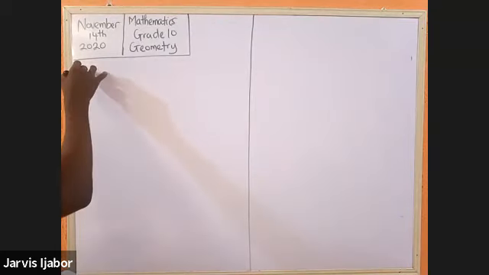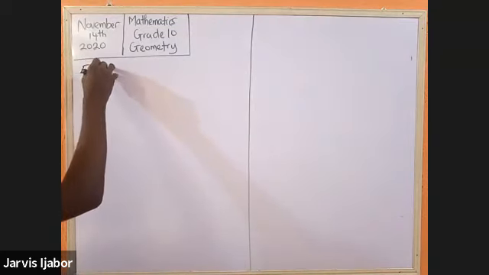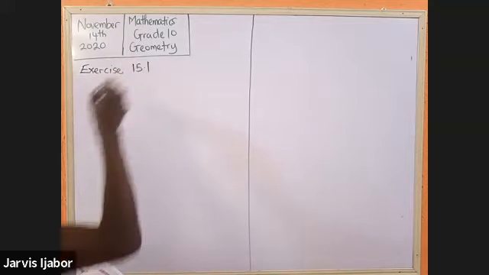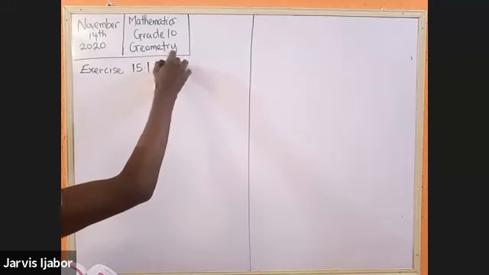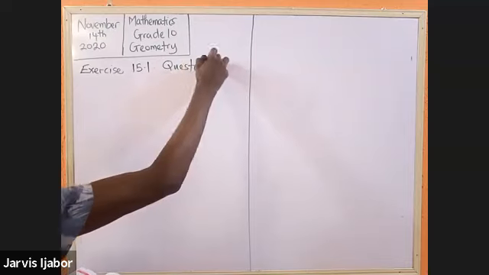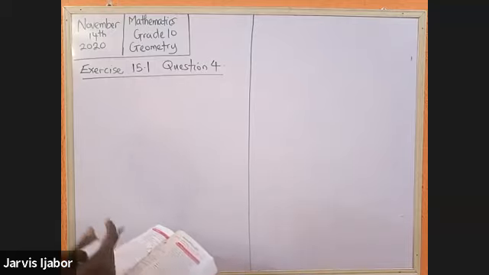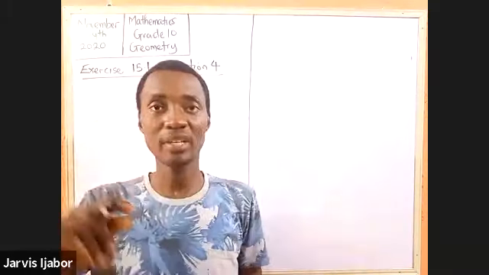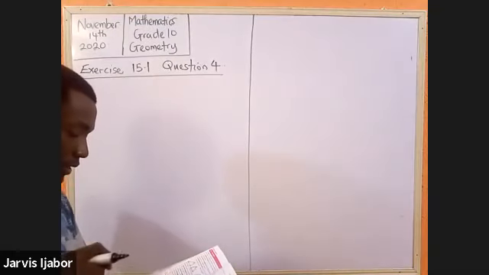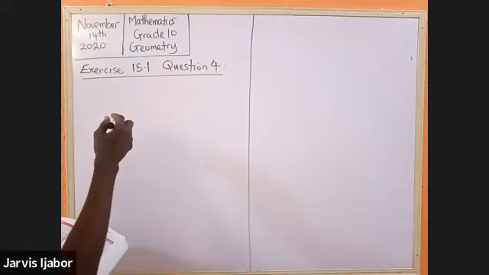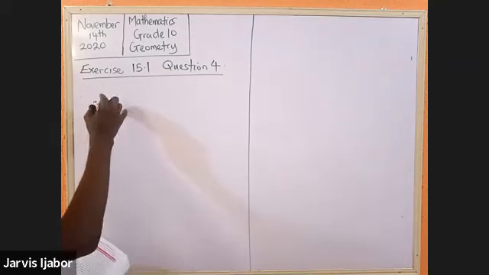So question 4, I'll try to draw the diagram on the board. Exercise 15.1, question 4. All right, so let's start off with that. Now the question says in the diagram, QR is parallel to TP, and angle WPT is 88 degrees. Find x. So let's draw the diagram and have a meta picture of what we are required to do.